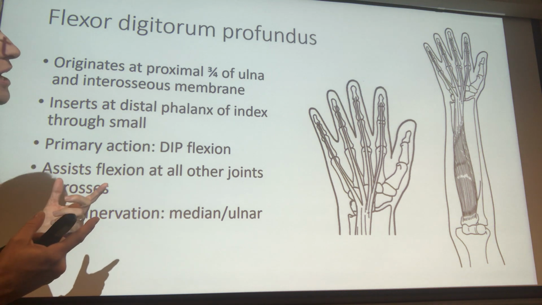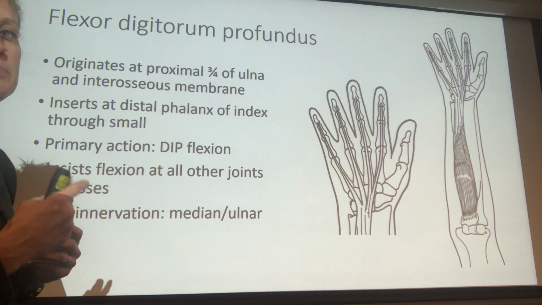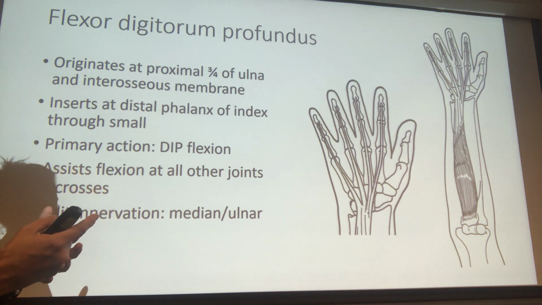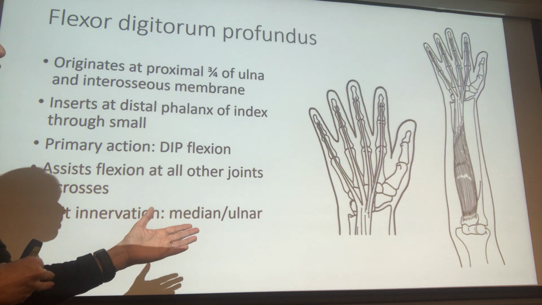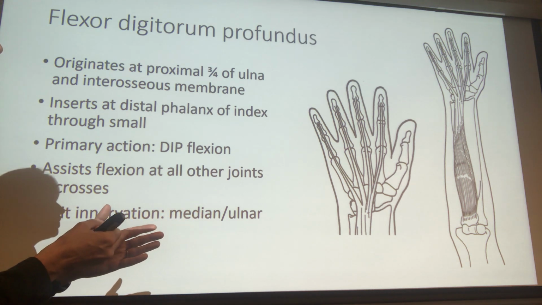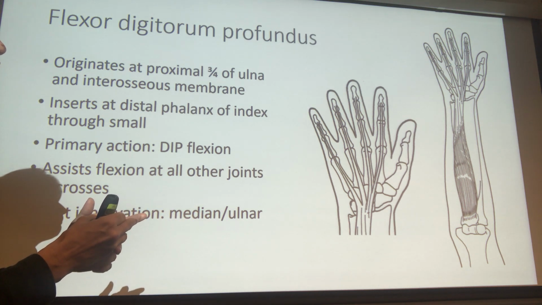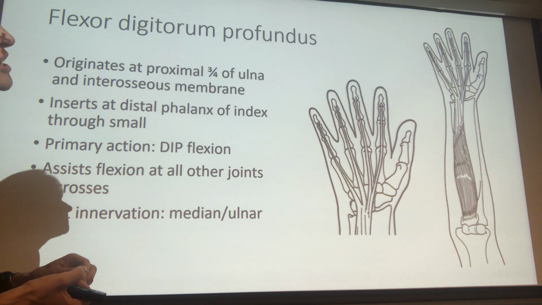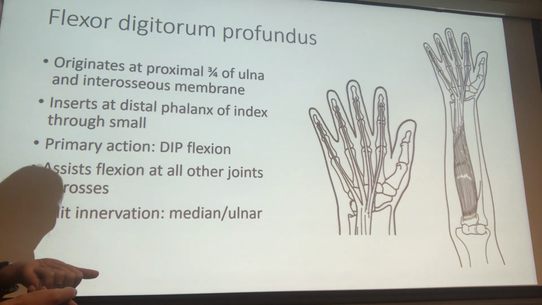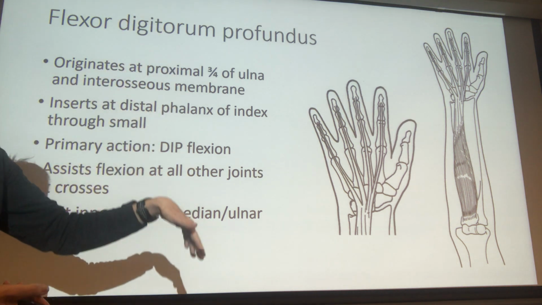When I think about a muscle, I always think that its primary action is going to be at the distal most joint it crosses. And so when we think about the flexor digitorum profundus, starting deep in the forearm, crossing through the carpal tunnel, and going all the way to the tip of the finger or inserting on that distal phalanx, we know that its primary action is going to be DIP, or distal interphalangeal joint flexion. It assists flexion at all the other joints it crosses.